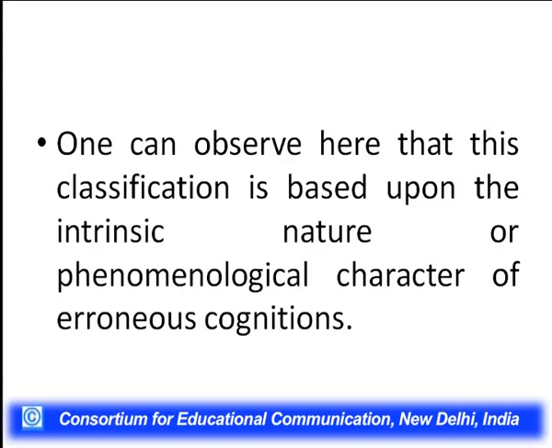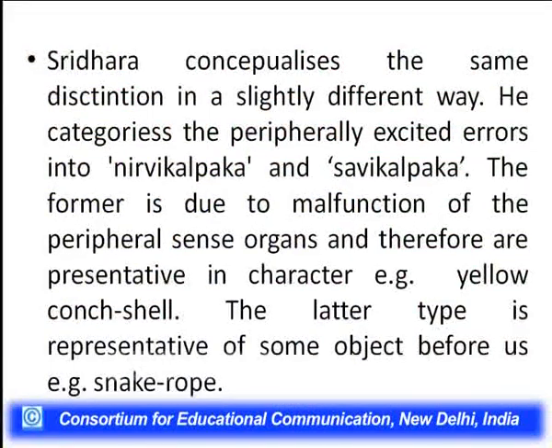So the basis on which this distinction is being made by Sridhara is along a different line in comparison to Jayanta Bhatta. Here what he takes into account is the intrinsic nature or phenomenological character of erroneous cognition. In the case of the conch shell, there is something wrong with the sense organ whereby the yellow color which lies in the eyes is projected onto the object, whereas in the snake and rope example, something which is not there is invoked in our mind and seen as if existing here and now.